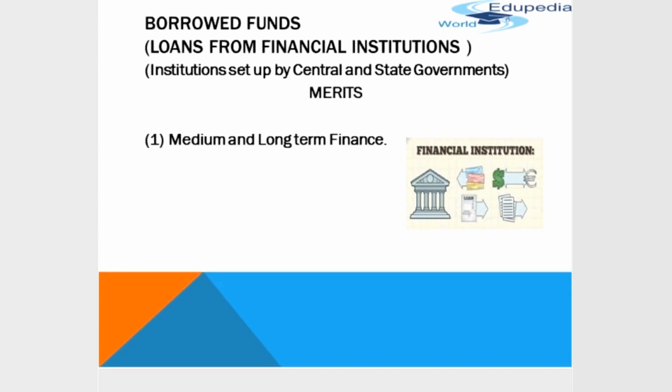Number one is medium and long-term finance. Financial institutions provide medium and long-term finance which are not provided by the other authorities, that is commercial banks, etc. Another is assistance in business.